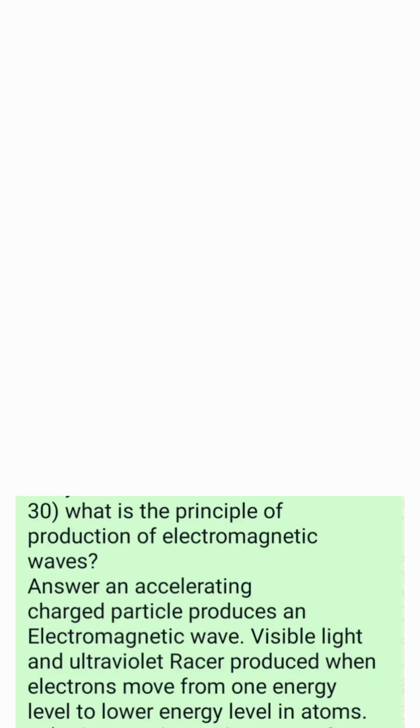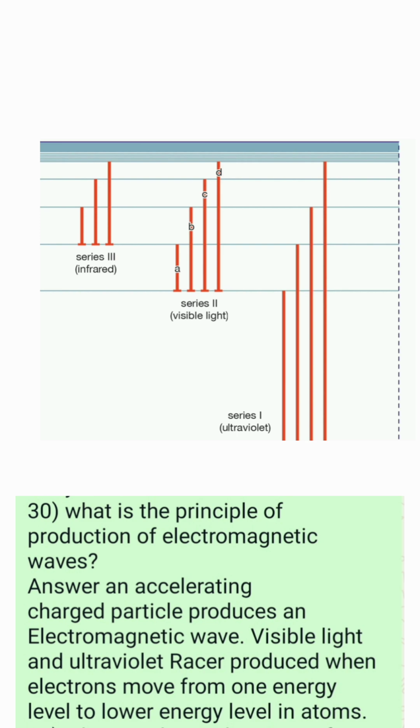31. What is the principle of production of electromagnetic waves? Answer: an accelerating charged particle produces an electromagnetic wave. Visible light and ultraviolet rays are produced when electrons move from a higher energy level to a lower energy level in atoms. 32. What are the applications of microwaves?